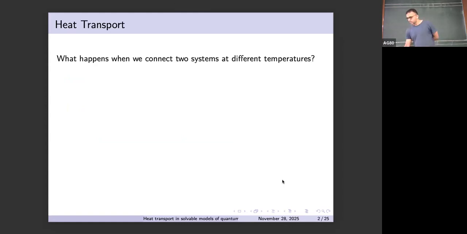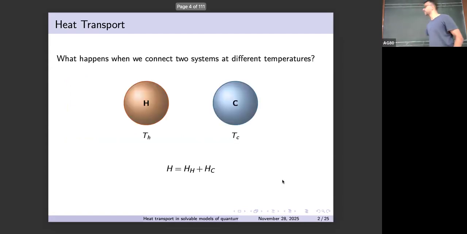Okay. So the question I'll ask is what happens when we connect two systems which are held at two different temperatures. There is one which is hot, there is one which is cold. We start with the Hamiltonian, which is the sum of the two independent Hamiltonians.